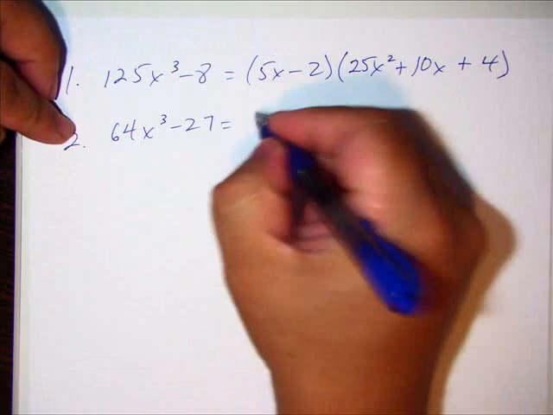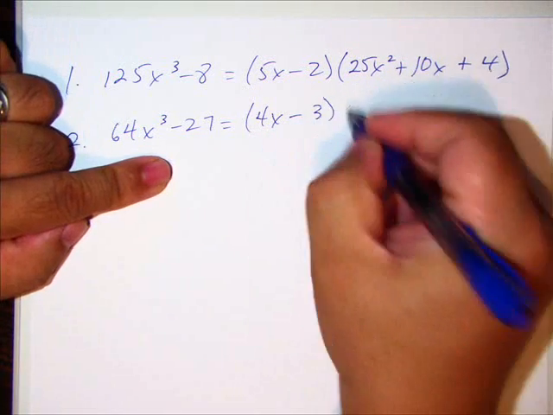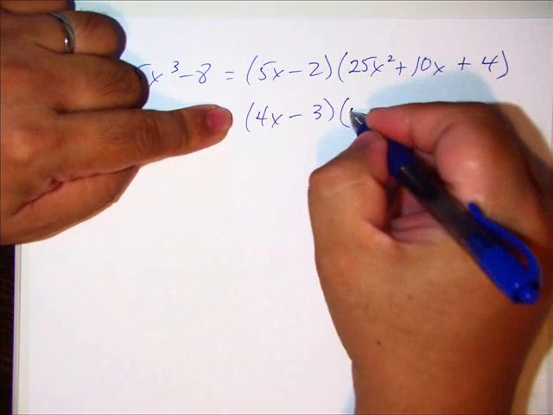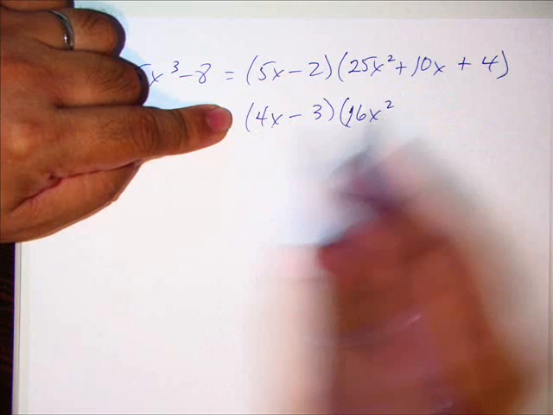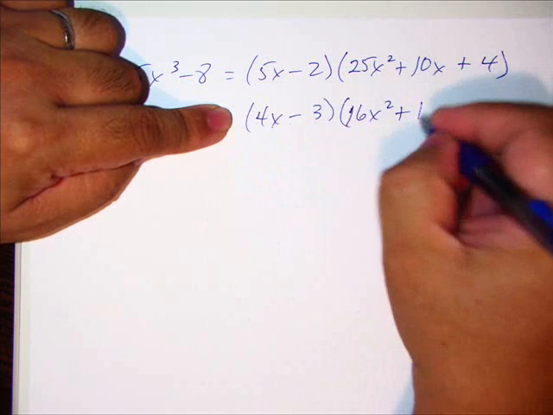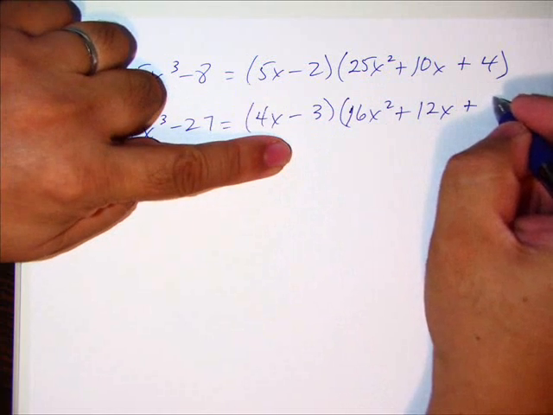What's cube root of 64? 4. Cube root of 27? 3. Square that puppy. Oops, I almost did it wrong. 16x squared. Change the sign, multiply the two terms. 12x plus square the 3.